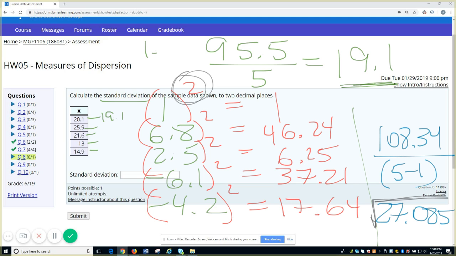And then the very last step is to take a square root of that to undo the squaring that we did. I'll take a square root of that number, 27.085, and get my answer, rounded to 2 decimal places, 5.20. That's what I have. Okay.